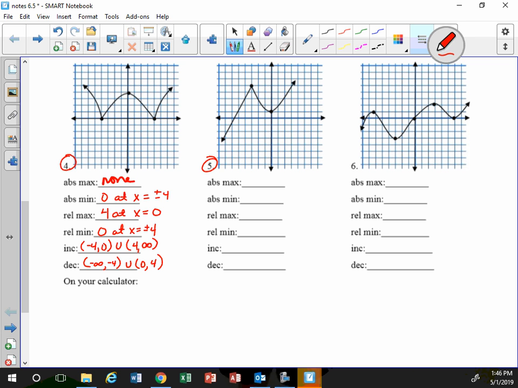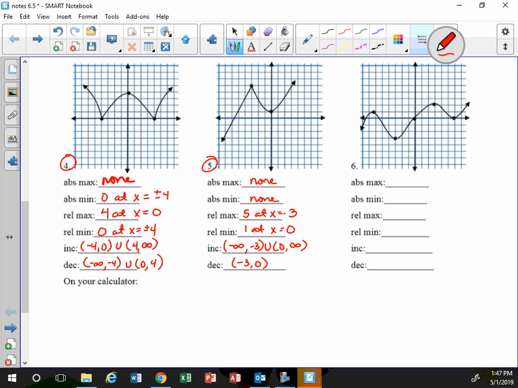Good, okay. 5, absolute max. None. Absolute min. None. Relative max. Good. Relative min. Increasing. And again from. Perfect. And decreasing. Good.